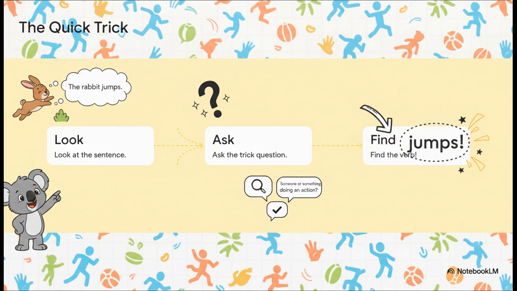Here's exactly how this quick trick works in 3 easy steps. Step 1. Look at the sentence. Let's use the rabbit jumps. Step 2, ask the trick question. Is someone or something doing an action? Well, yeah, the rabbit is. Step 3, find the verb. What is the rabbit actually doing? It jumps. So jumps is our verb. Works like a charm every time.